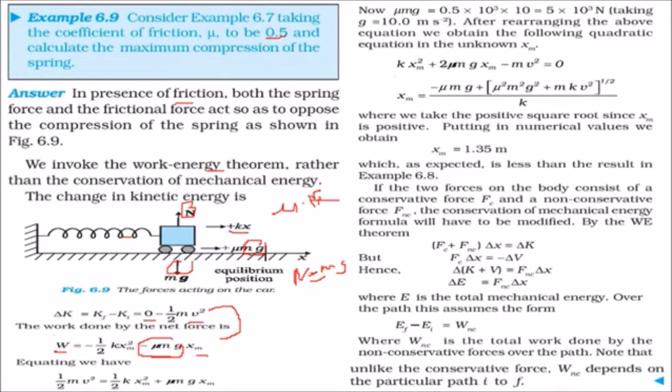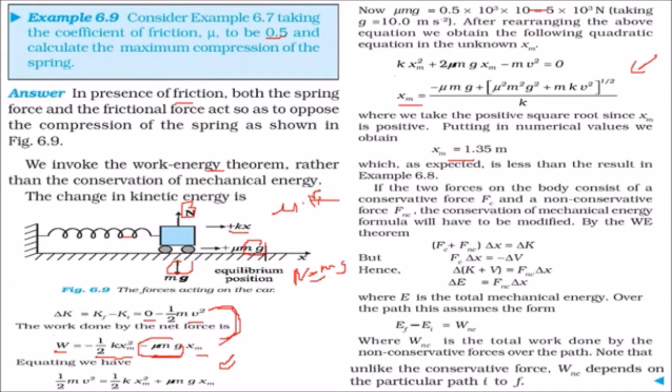That is the work done by the friction force. And this, as we have already seen in the previous discussion, is half kxm square by the spring. So this is by friction, this is by spring. Now when we equate these two, we get an equation like this. Now we put the values, we have mu mg like this, and we can rearrange this equation. We have a solution to this equation, and this xm becomes this value. We take the positive root because the distance cannot be negative, and we put all these numerical values, and we get xm, the maximum compression distance, equal to 1.35.